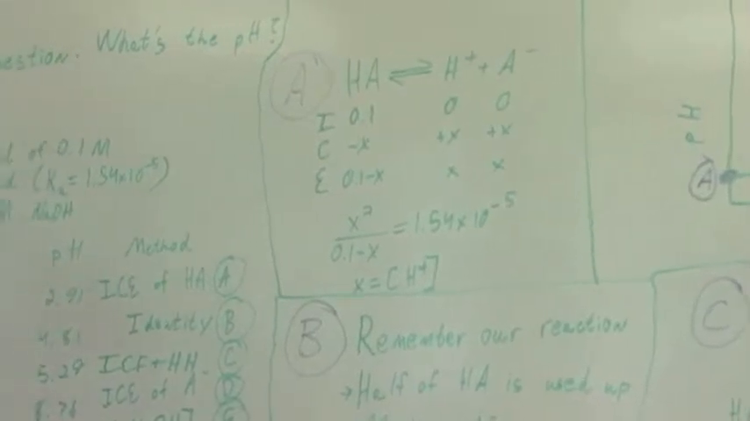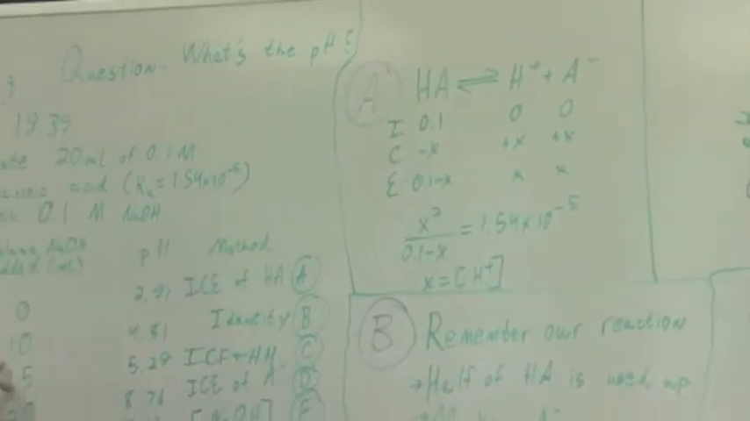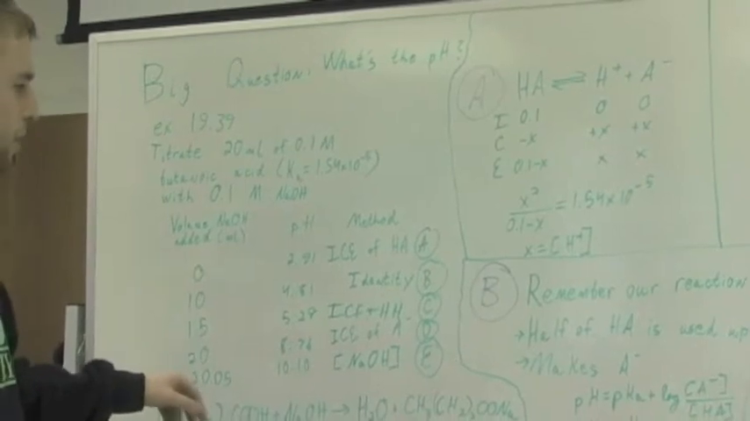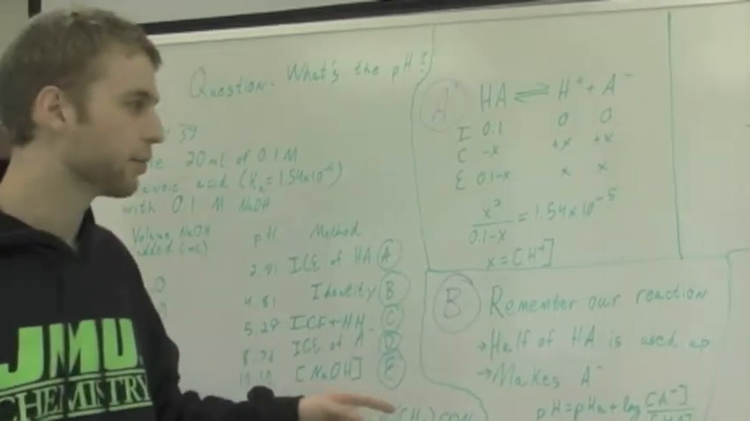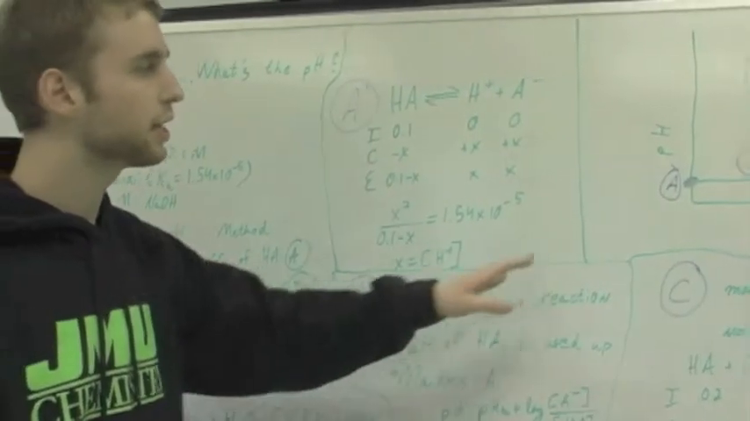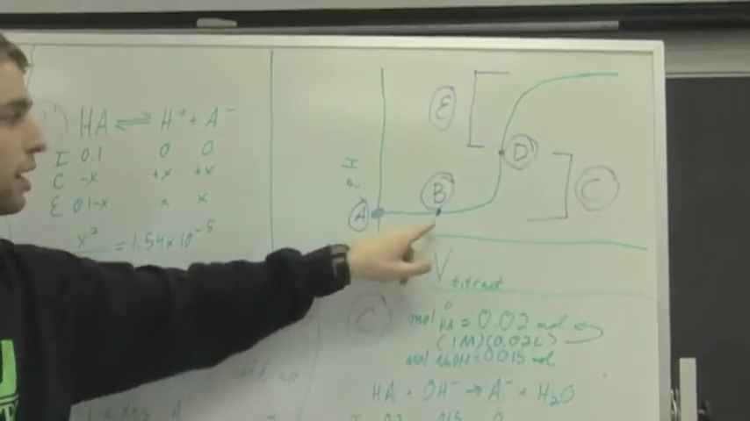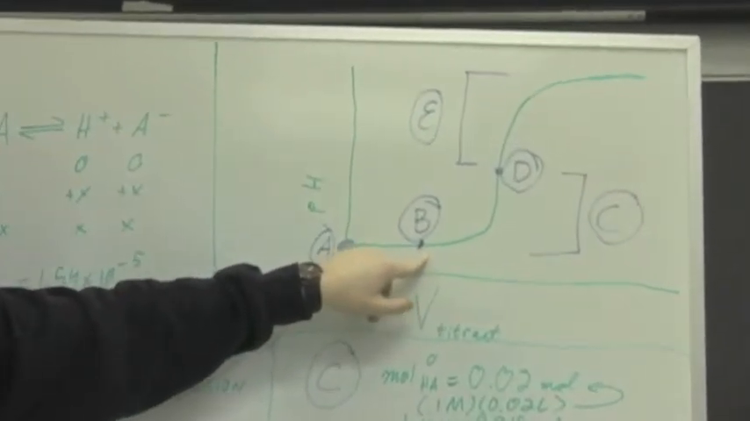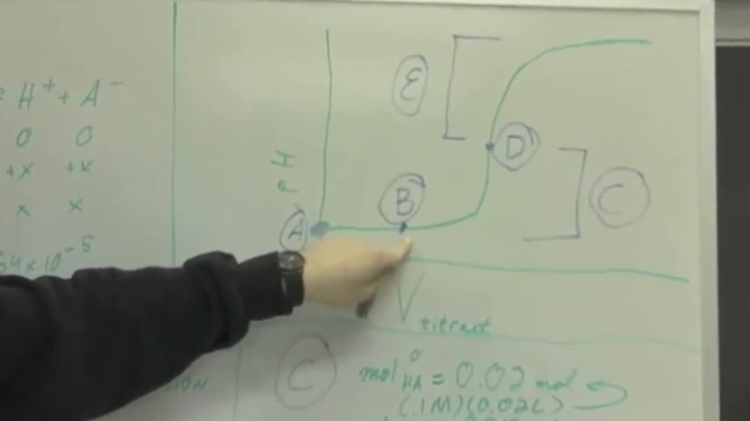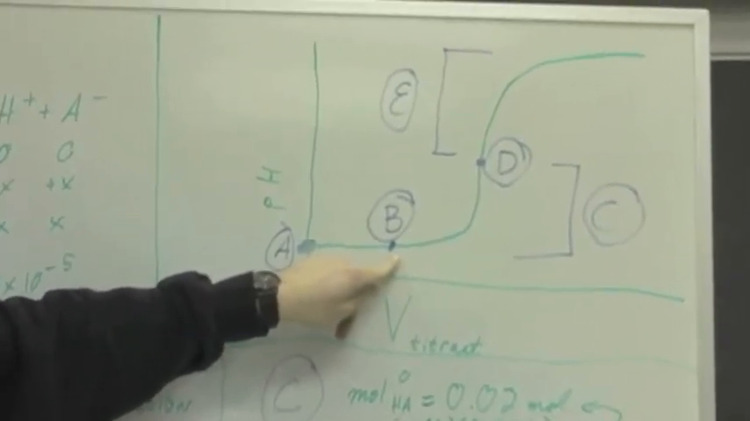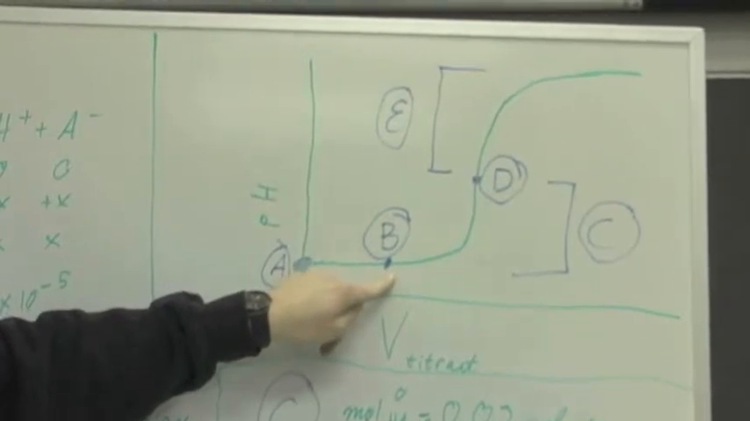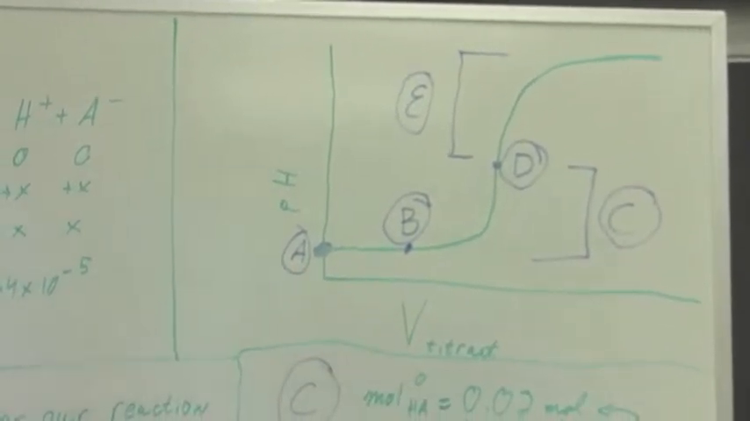Okay, so what about this second part? Well, here I've added 10 mils of NaOH solution. So if I go and look on my overall pH graph of what's going on, I'm right here. I'm halfway towards the equivalence point. And because I'm halfway there, because I've used up half of my conjugate acid, I can use a nice trick.